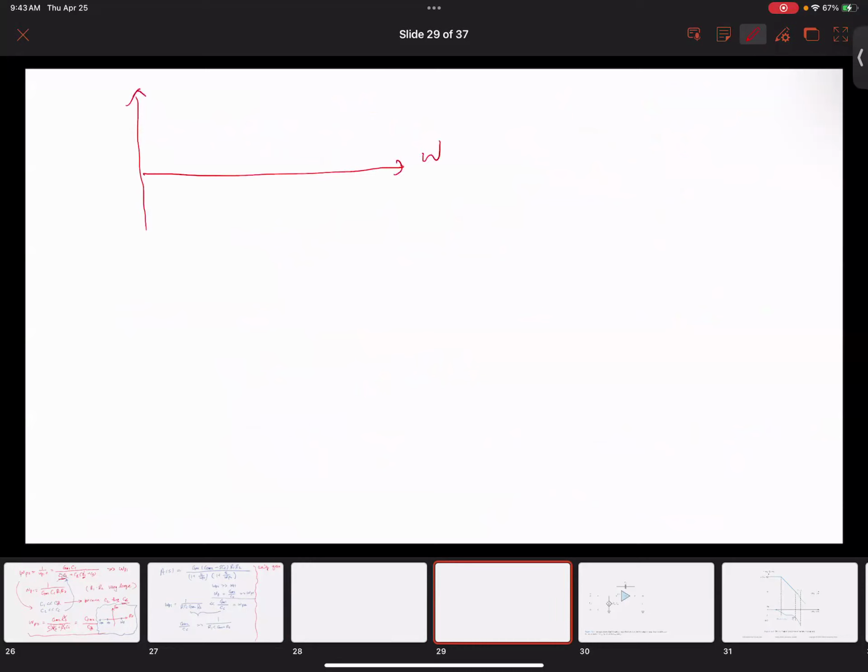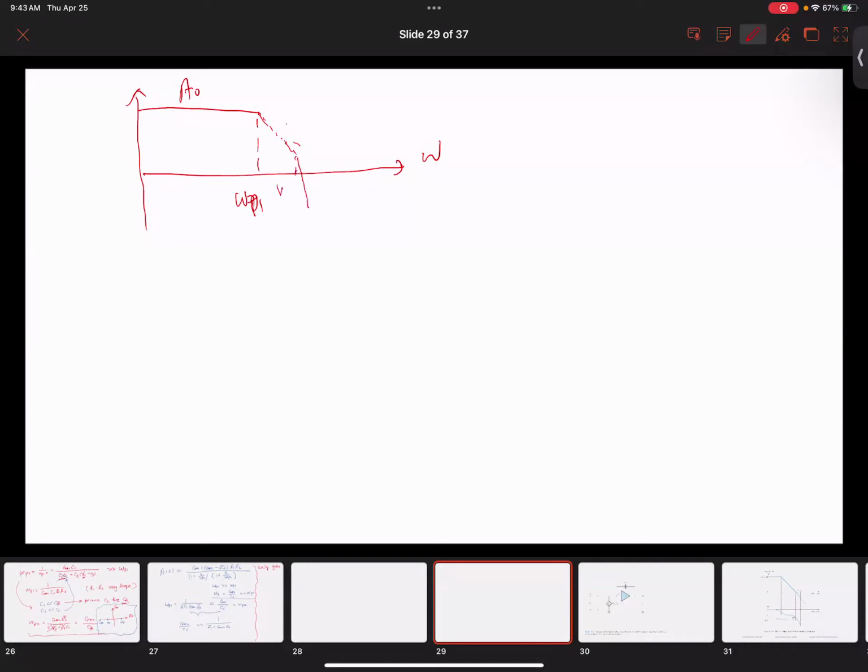Now we can draw the gain as a function of omega. We know that in the middle band, we have A0. At some point this is going to decrease, and decrease, this is your WP1. And then at some point, we have our WP2.